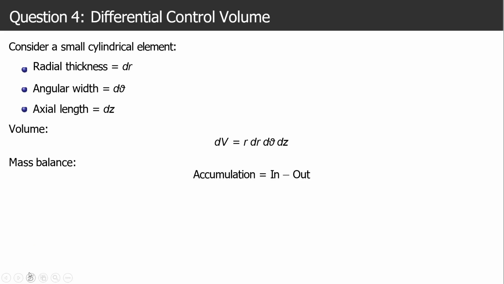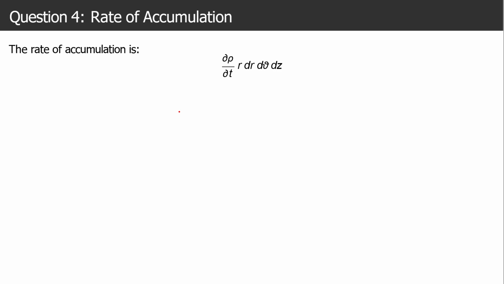Again, accumulation is equal to in minus out for this problem. So yes, the volume into rate of density. Now the accumulation rate will be d(rho V)/dt, because rho V will become mass only, so mass per unit time will be our rate. So the rate of accumulation will be d(rho V)/dt.